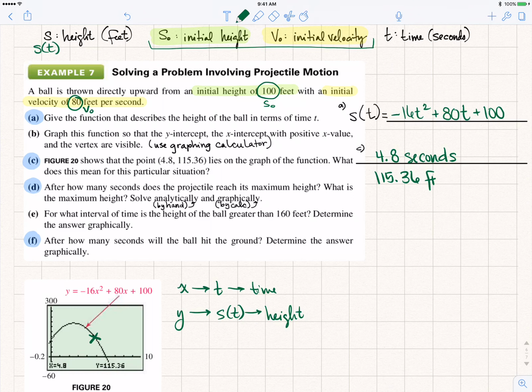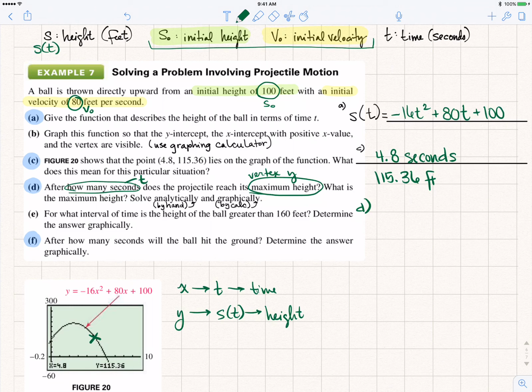Take a look at part D. Part D says, after how many seconds? Immediately, I know I'm looking for a t value. My answer will be a t value. Keep reading. After how many seconds does the projectile reach its maximum height? Maximum I know is vertex. Height I know is my y value. So basically, I'm asked for how long, what time, how long does it take to get up to the maximum?